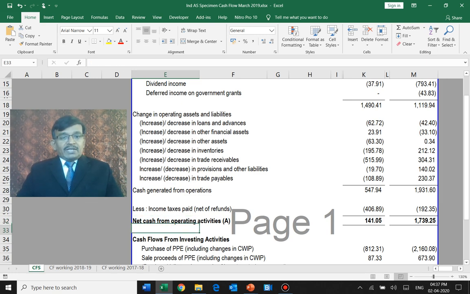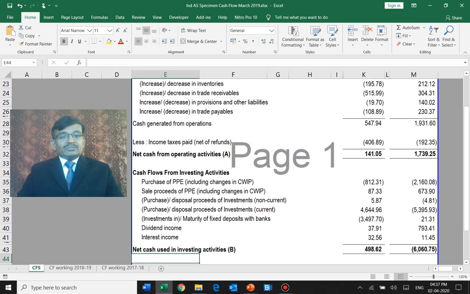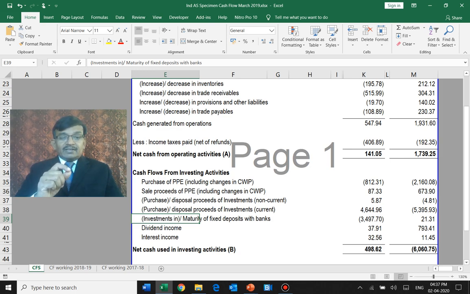Then we go to the investing activities. Any investment in long-term assets is considered as part of this, for example, purchase of PPE, sale of PPE, investments which have been made or realized, investment in fixed deposits. Why is investment in fixed deposits shown as part of the investing activities? Please recollect, we said that what can go as cash and cash equivalent with respect to bank deposits is only if the original maturity is 3 months or less, right?